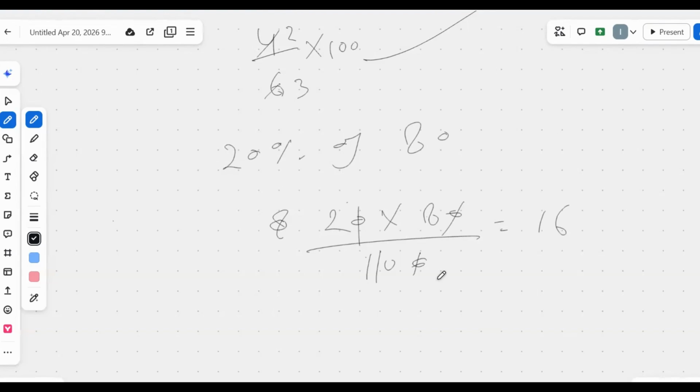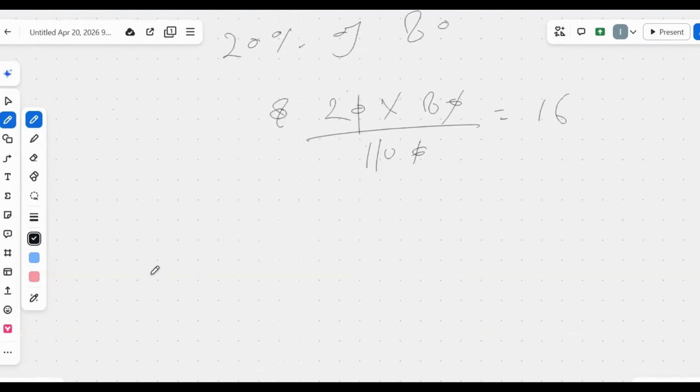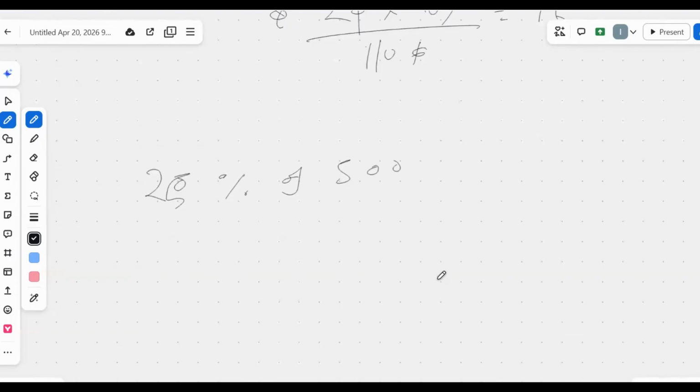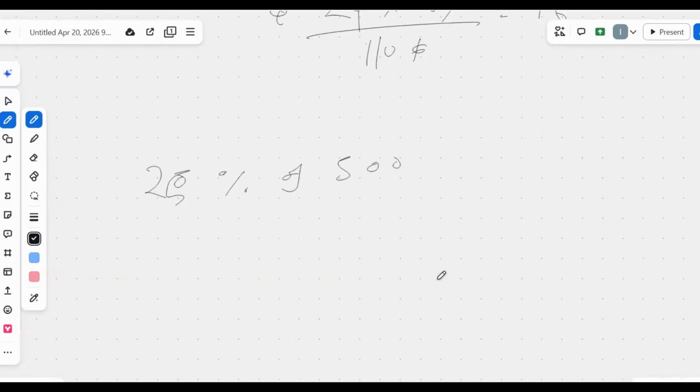Okay, can you convert anyone's theme for this one? 20, like 25% of 500, what is it going to be? 125. Yes, it's going to be 125. The same thing you are doing here is 125.